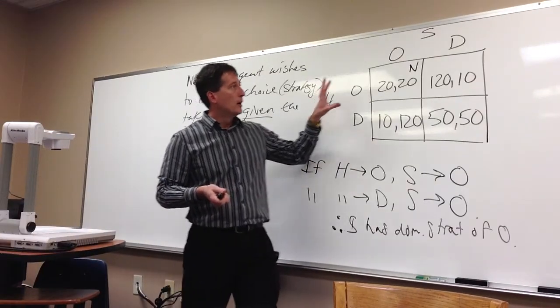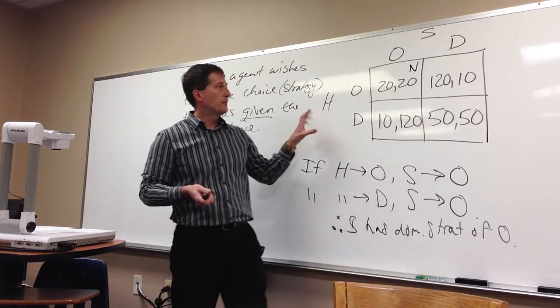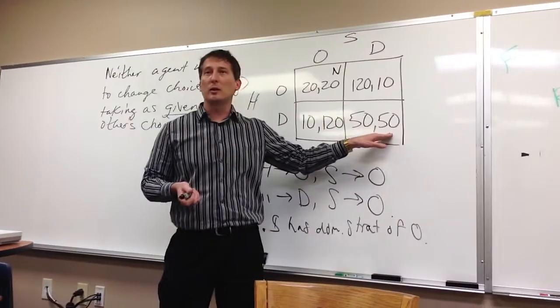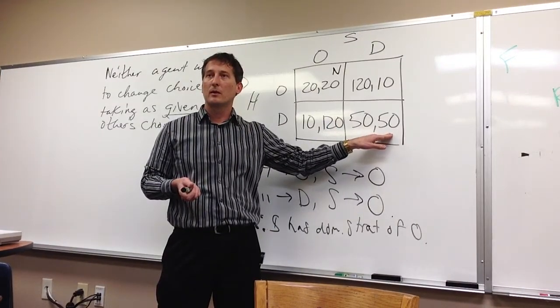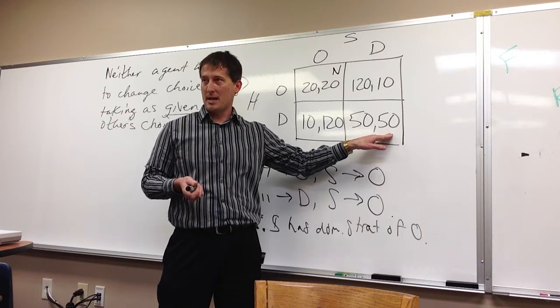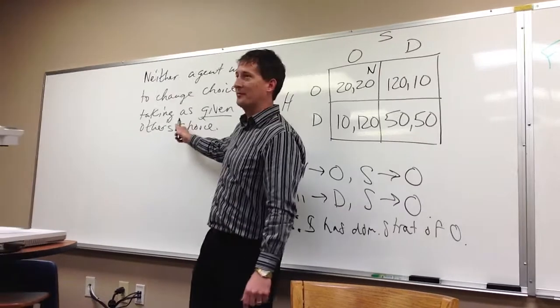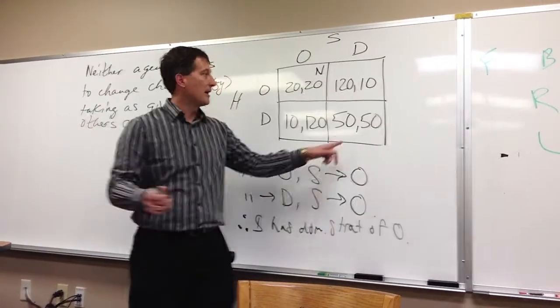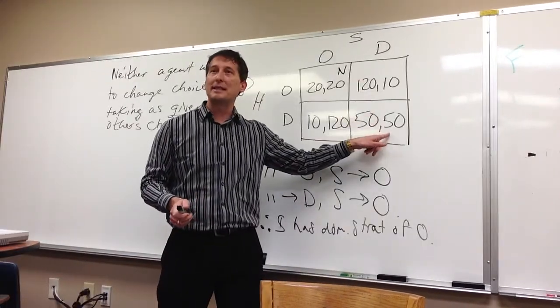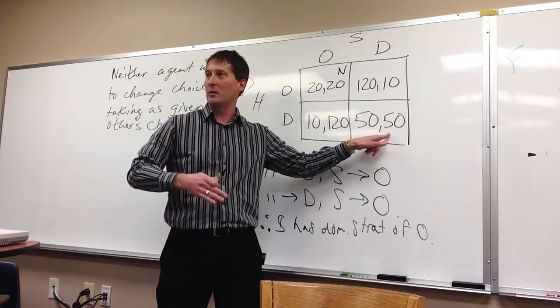So, both parties have a dominant strategy. Now, is this a Nash equilibrium then? Yes? Because either party still has a better opportunity. Yeah, each party has a better opportunity, taking as given what the other one's doing.